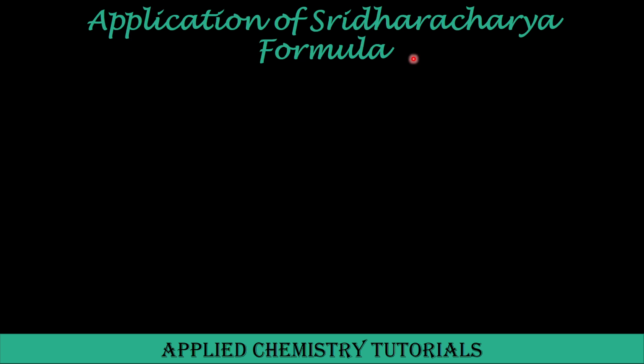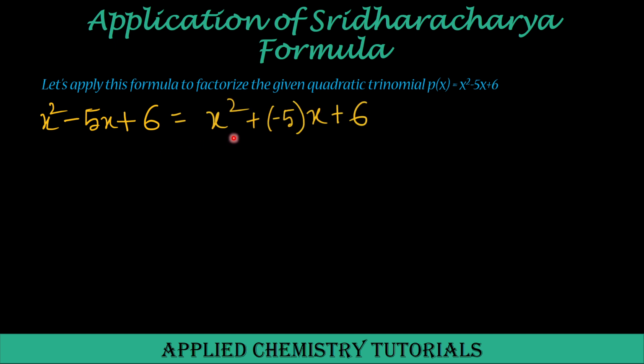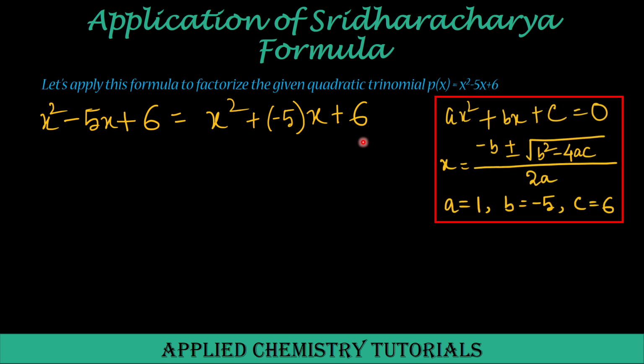So, application of the Sridharacharya formula. Let's apply this formula to factorize the given quadratic trinomial p(x) equals x square minus 5x plus 6. So the problem statement: x square minus 5x plus 6, and we can rewrite this as x square plus minus 5 multiplied by x plus 6.